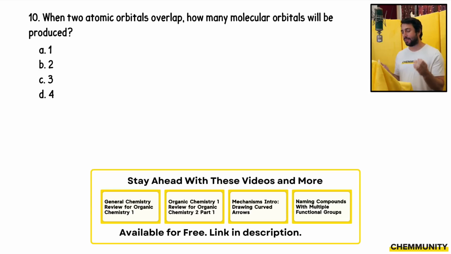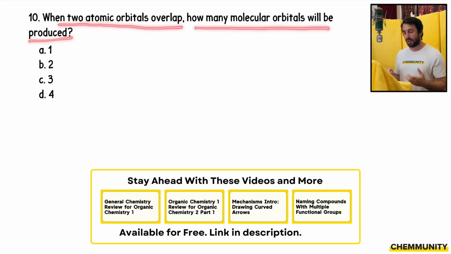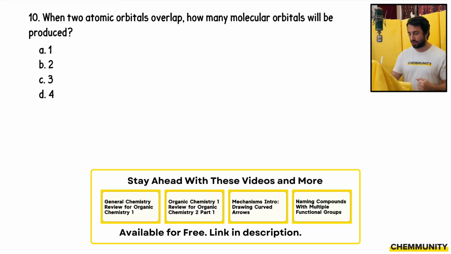Number 10 asks, when 2 atomic orbitals overlap, how many molecular orbitals will be produced? And we have 1, 2, 3, or 4. So let's look at the simplest situation possible. If we're going to make a molecule of H2, we have a hydrogen atom with its 1s orbital, and then we have another hydrogen atom with its 1s orbital.